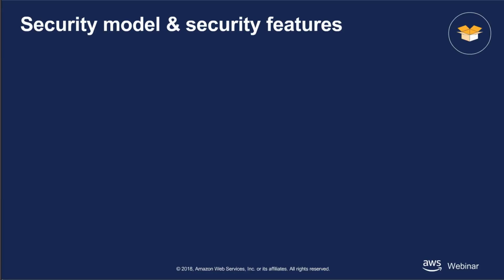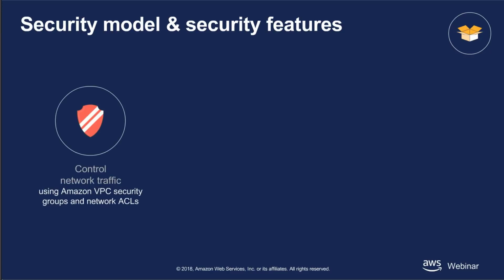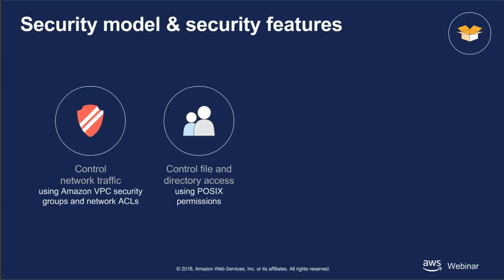Apologies, folks. So now we're going to talk a little bit about the security paradigm. So shifting gears just a little bit. EFS provides a variety of mechanisms to control access to your system resources. First, you can control network traffic using Amazon VPC security groups and network access control lists. Next, you can control file and directory access using POSIX permissions.